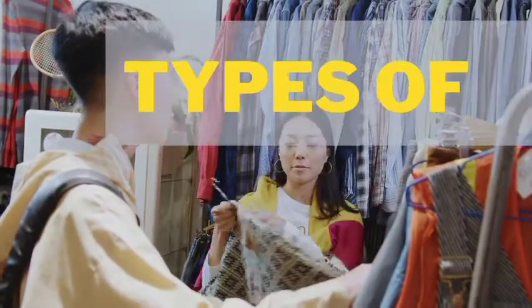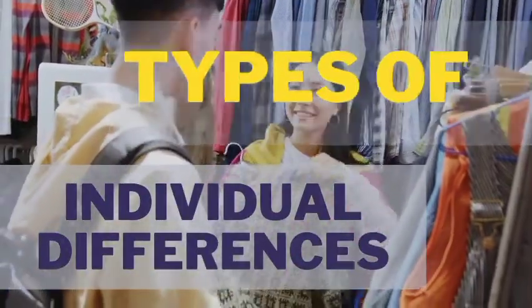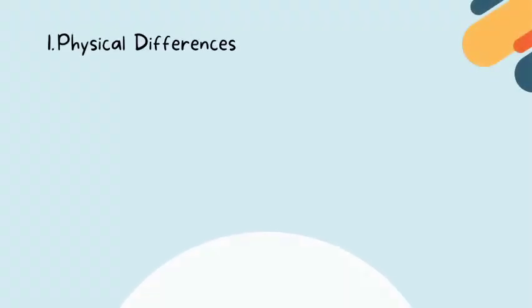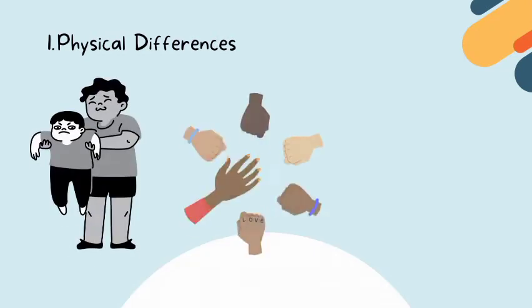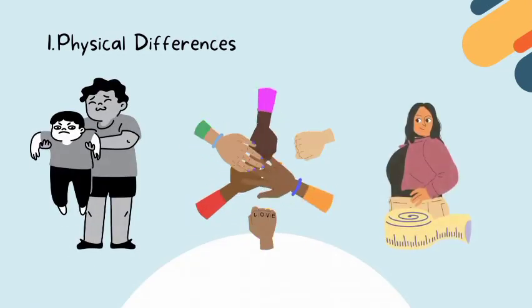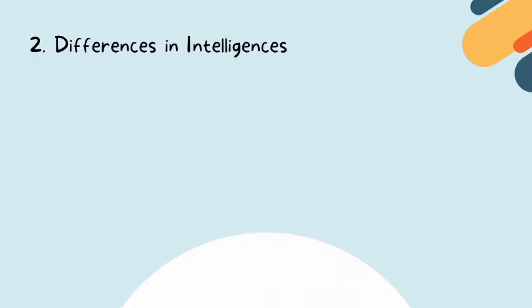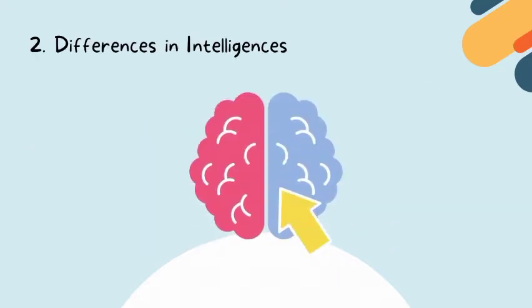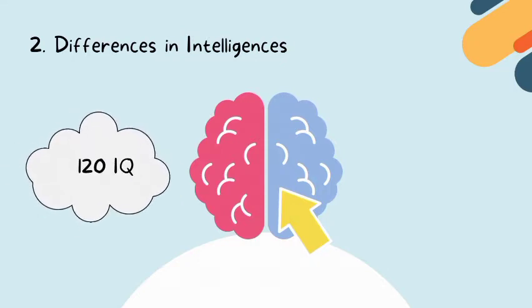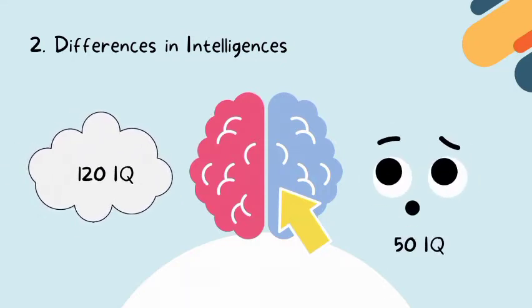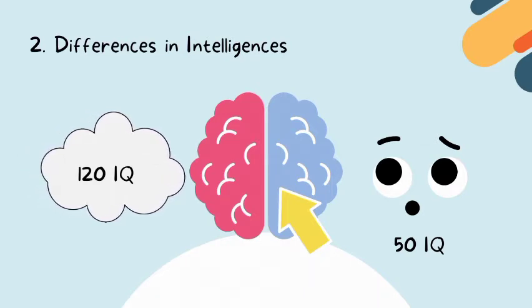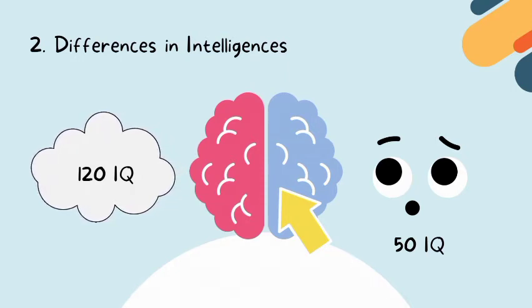So let's move on to the types of individual differences. First one in the list is the physical differences. Shortness or tallness of stature, darkness or fairness of complexion, fatness, thinness, or weakness in various physical aspects are considered physical differences. Second, differences in intelligence. There are differences in intelligence level among different individuals. We can classify individuals from super or normal above 120 IQ to below normal from 0 to 50 IQ on the basis of their intelligence level.